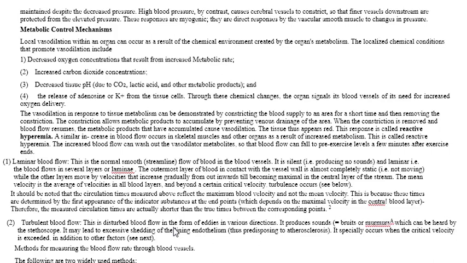We just said turbulent. So this is turbulence, or disturbed blood flow in the form of eddies, in the form of angles in various directions. It produces sound, bruit or murmur, which can be heard by the stethoscope, especially in the heart, when there is a valve damage, we can hear a murmur. The murmur means there is an abnormal heart sound.